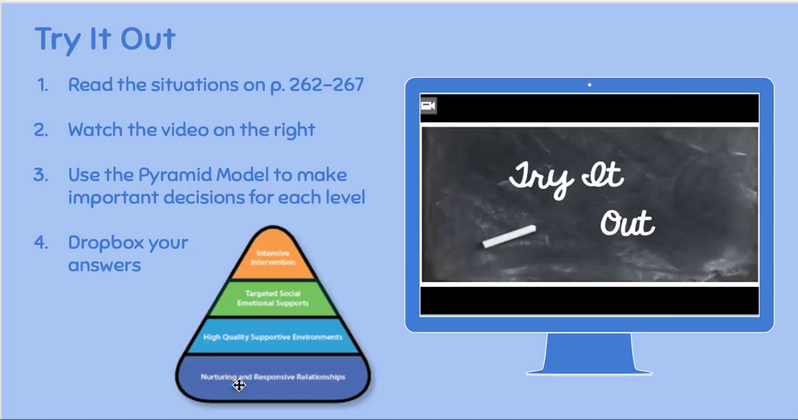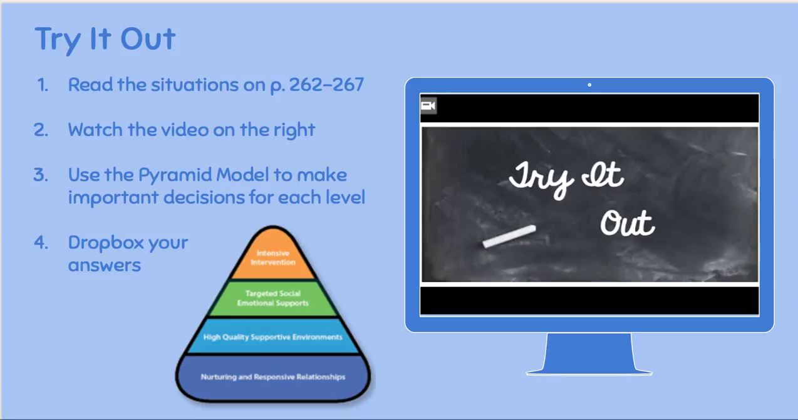So you're going to talk about how this child could be helped by having a nurturing and responsive relationship with the caregiver in the classroom, how high-quality supportive environments will help this situation, and how targeted social emotional support will help. You go back to the section on the pyramid model and also the section on page 262 to 267 to see how this plays out in the situation, and then you're going to make a plan for this little person in your classroom and Dropbox the answers.